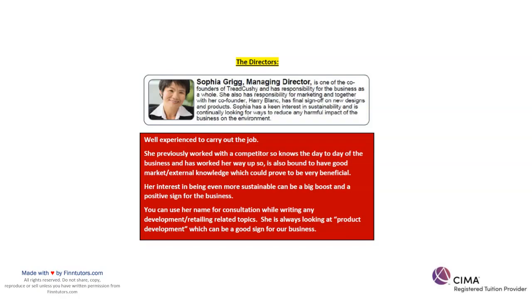She's always looking at product development, which can be a good sign for the business as well. She's always looking to continuously improve and continuously develop products. Why I consider the directors section as good from a mock writing perspective is, let's say again you're writing an answer on new designs or anything you want to quote about new designs, the running of the business. You can just put a simple line over there saying that we can take advice from Sophia Grigg because she's an expert on this matter.